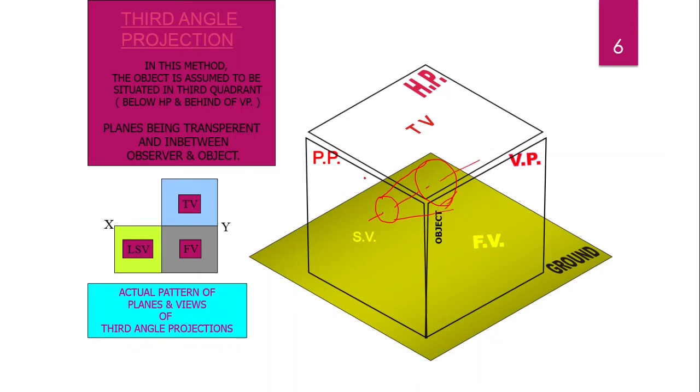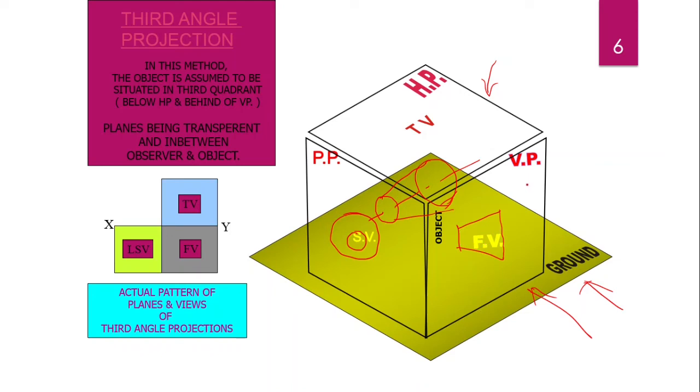Then in the front view, again the visual rays must be perpendicular to VP. And also an additional condition is there: the reference planes must be transparent in third angle projection. Then only we will get the views: front view, top view, and side view. In the side view we have these two concentric circles, and in the front view we have this trapezium.